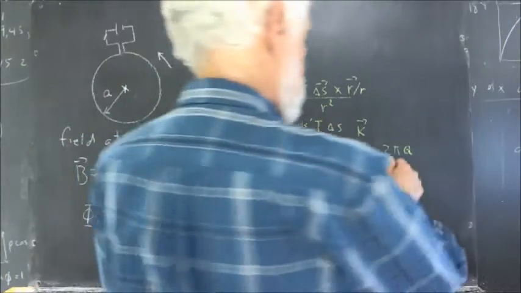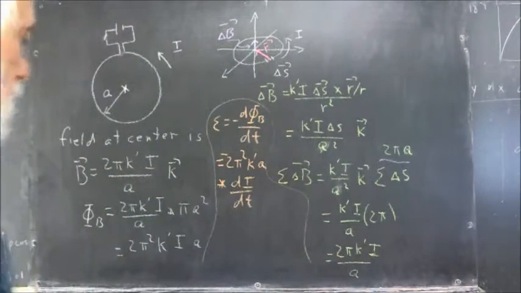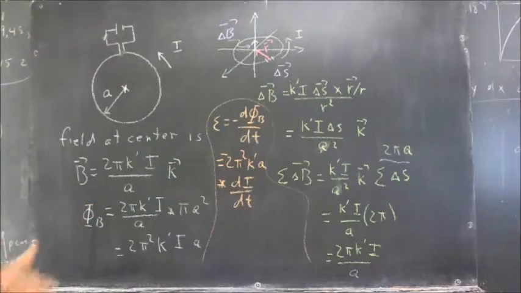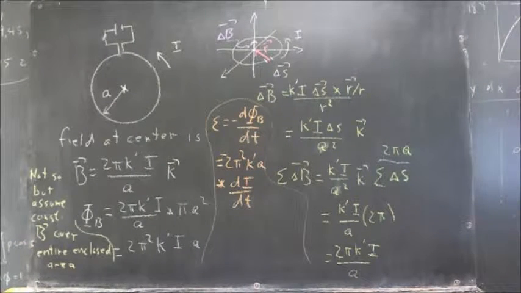Okay, I've indicated that here, and that gives us our result. So that's where this comes from. Okay, well, if we assume, and this is not a valid assumption, it's not a particularly accurate assumption, so I'm going to stop and write a little disclaimer on here. Okay, I've written it's not so, but let's assume a constant magnetic field B over the entire enclosed area.